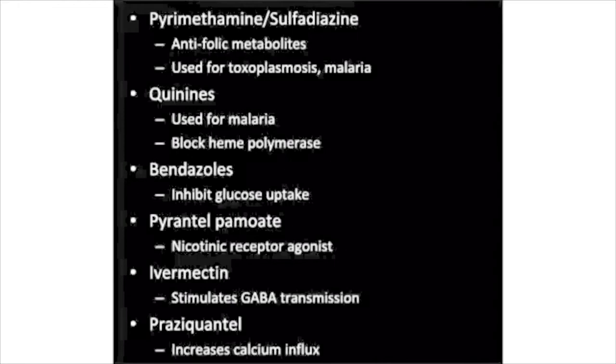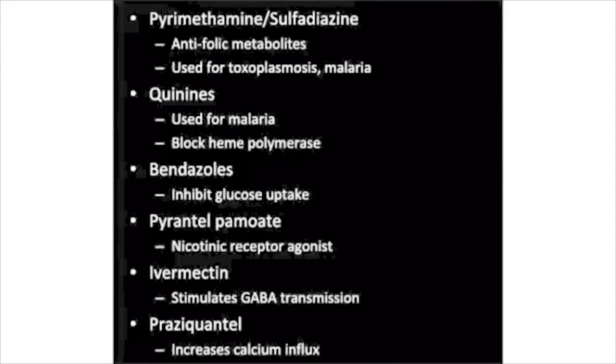So number one, we're going to talk about pyrimethamine and sulfadiazine. So we spoke about sulfadiazine when we spoke about antibacterials, but it does pop up over here also because it is used for protozoal infections. So pyrimethamine and sulfadiazine are both used for protozoal infections. They are antifolate metabolites. We give them for toxoplasmosis and malaria infections. The quinines, which we know are used for malaria as well, work by blocking heme polymerase. And what it does is it leads to toxic hemoglobin byproducts that kill the cell. The benzimidazoles inhibit glucose uptake and microtubule synthesis in worms.